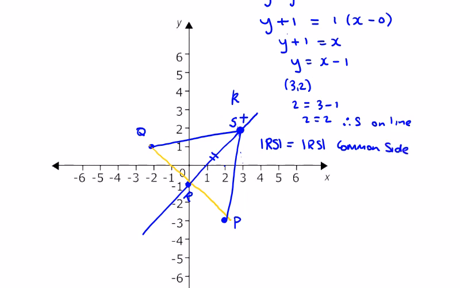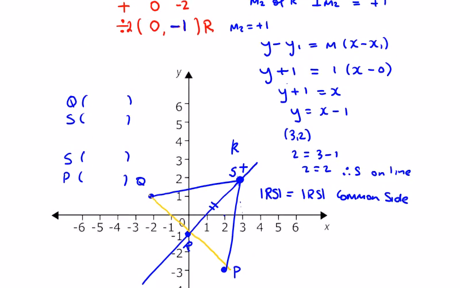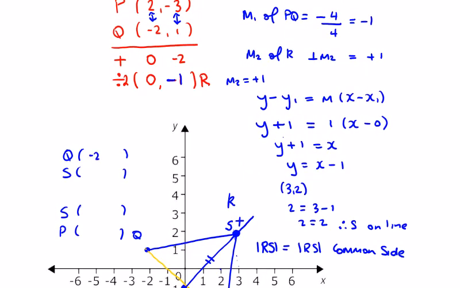So if we get the length of QS and the length of SP, so QS and SP, let's write down these points. Q is (-2, 1), and S is (3, 2). So the length of this is equal to the square root of the change in x squared, which is 5, and the change in y squared, which is 1. Difference between 1 and 2, so root 26. So S (3, 2), and the point P (2, -3). The length of this line is change in x is 1 this time, and the change in y is 5, which is also root 26.